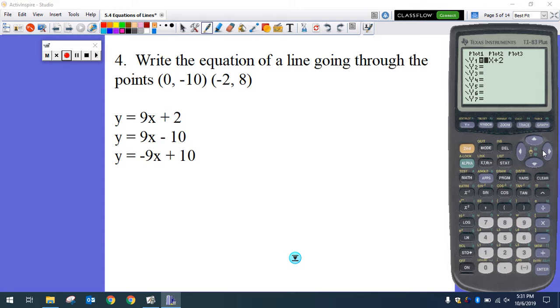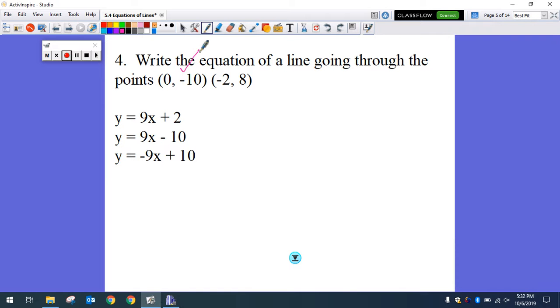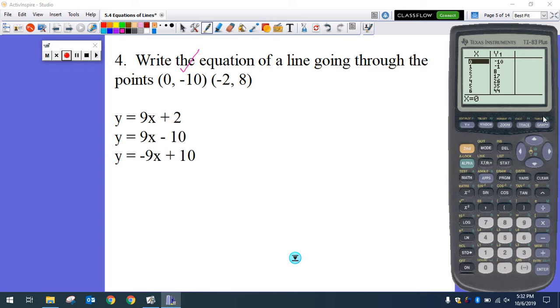Let's try B. B says -10. All right. It's got my (0, -10). So this one is good. But we got to check both. Okay, that's an important part. Don't forget to check both. And this one says (-2, -28). That's not what I wanted, is it? I wanted (-2, 8). So it's got to be C, but let's double check. C says negative 9x plus 10.